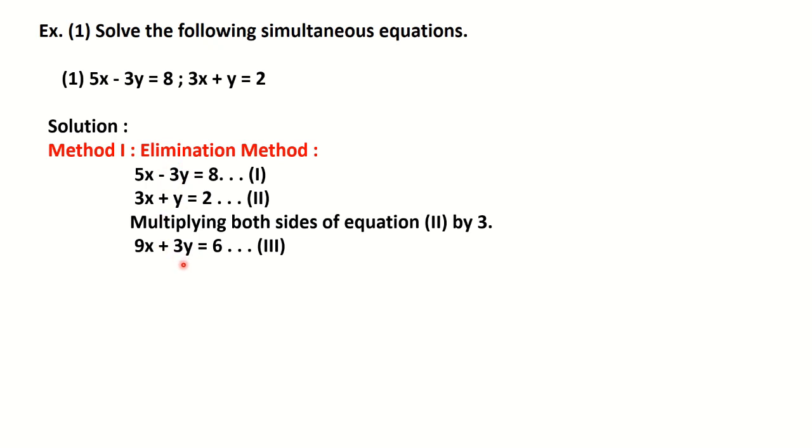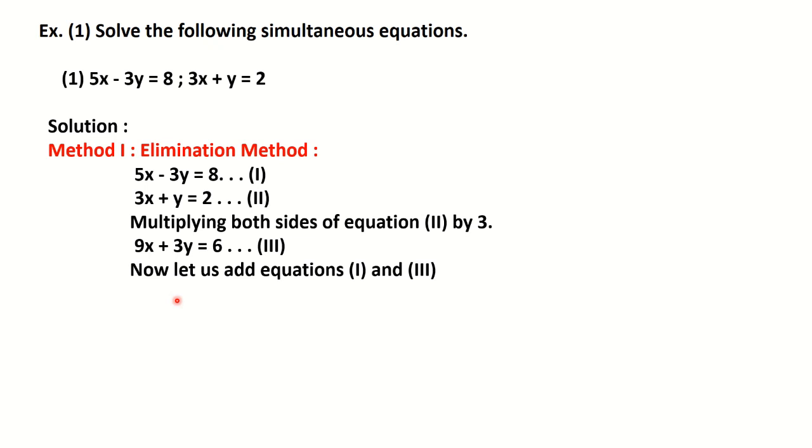So if signs are opposite, then we are adding. Can you recall the method of 9th standard? If the signs are opposite, we need to add the equations. And if the signs are the same, we need to subtract. Here what we can observe, minus 3y and plus 3y. So if we add them, they are going to get cancelled. So our next step is adding equations 1 and 3.